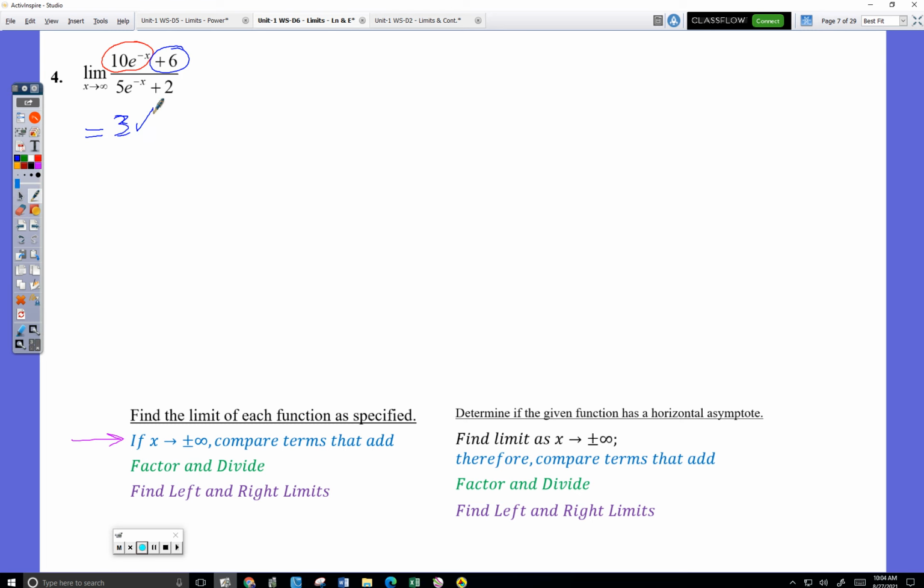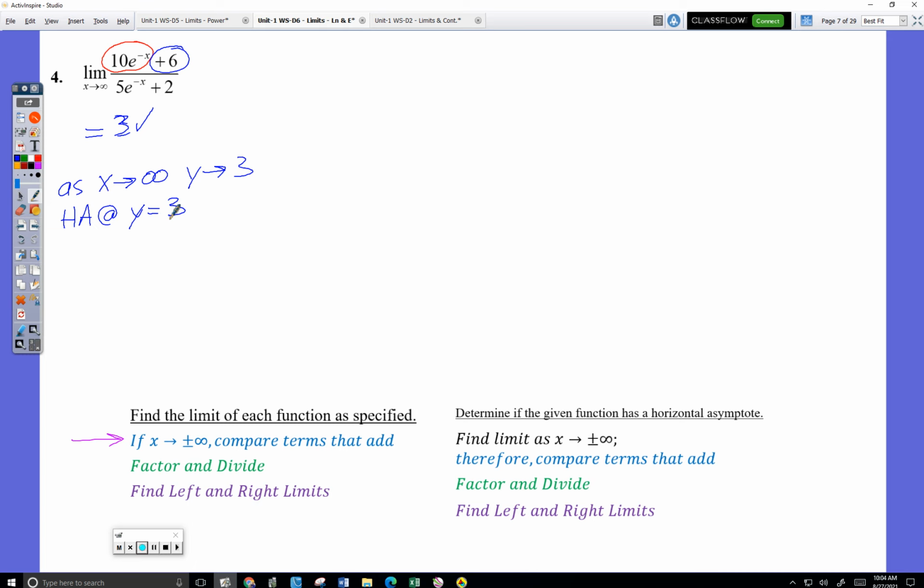So I've got that. I would then write, as x approaches infinity, y is approaching 3. So there's definitely a horizontal asymptote at y equals 3. And that's on the right-hand side. Question.